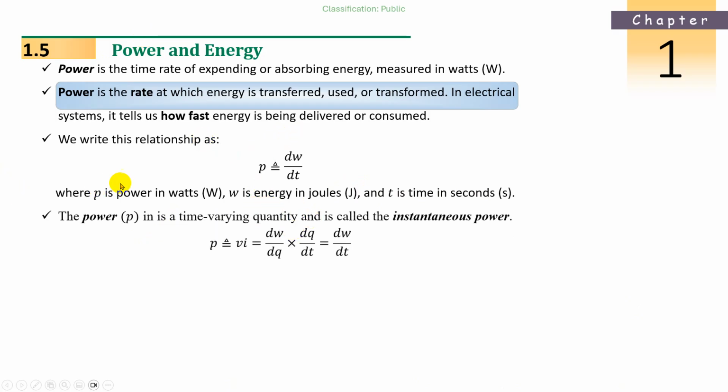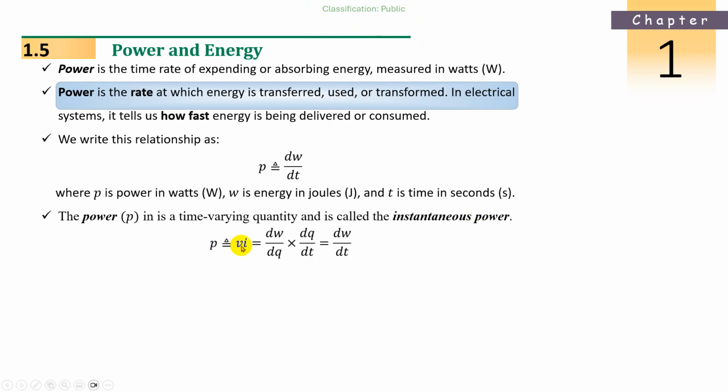Now the power P is a time-varying quantity because it is dW by dt. It means due to time only, the value will change. It is a time-varying quantity and is called instantaneous power. Instantaneous means it changes from time to time. Humans are like that too: at one age small, after some age big, and after that they die. So instantaneous means changing with time.